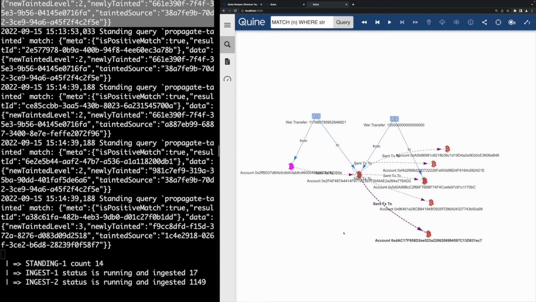So this is just one example of a recipe built to use Quine and the streaming graph capabilities that are new in this space.